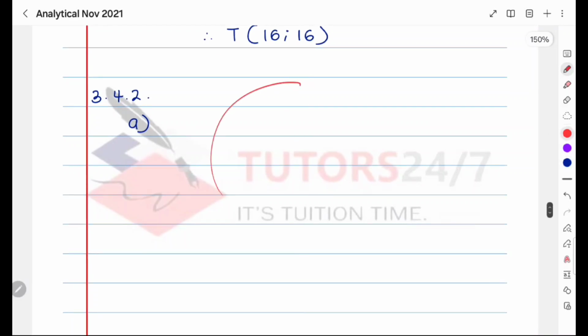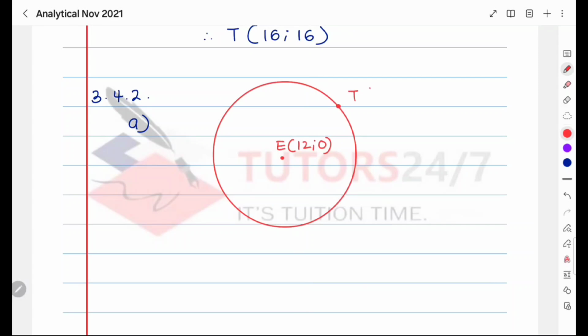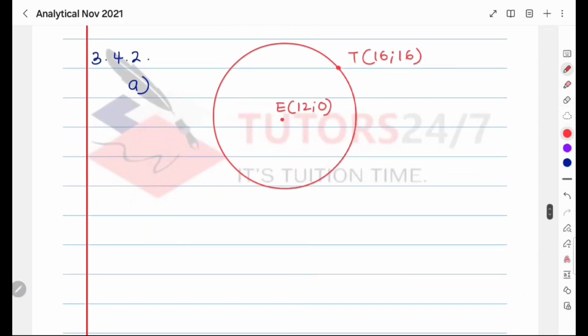So this is our circle. This is the center of our circle, E, which has coordinates (12, 0). And we have T, which has coordinates (16, 16), as well as B, which has coordinates (-4, -4).